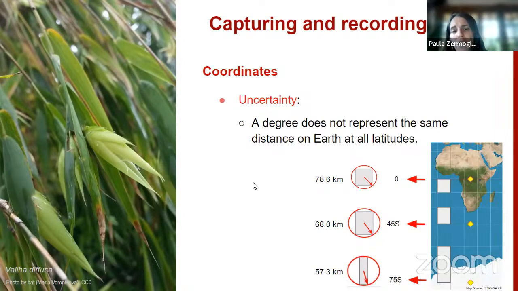And then also about the coordinates, the uncertainty, we have to take into account that a degree, particularly in latitude, does not represent the same distance on Earth. We have mentioned some of this when we talk about projections. And so you see that 1 degree difference nearest the equator is a much shorter distance than near the poles. So we have to be very careful with this as well.